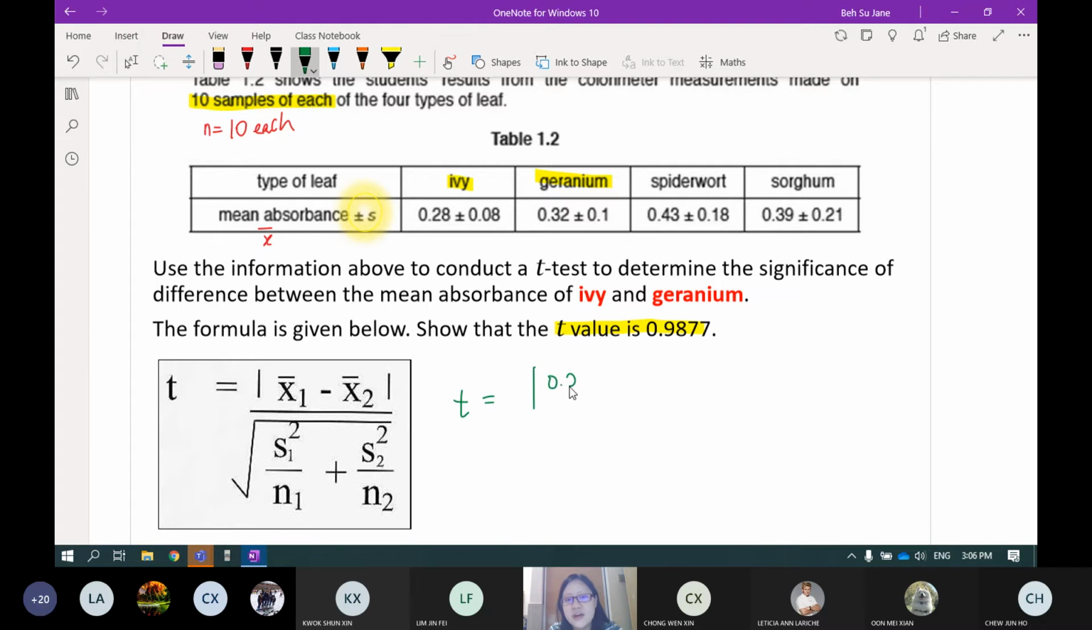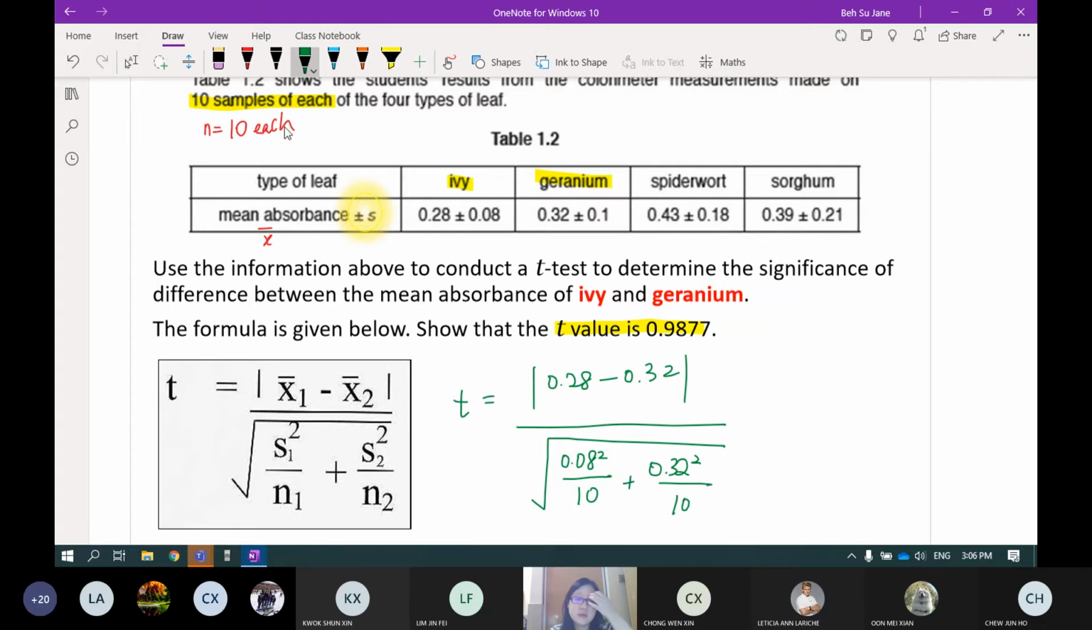So again, it's between ivy and geranium only. Reading the question is very important. If not, you wouldn't have figured that out, and you wouldn't know that the number of samples is 10 each if you didn't read the question properly. Always read the question properly. If not, you might make careless mistakes like you did in your test. So many careless mistakes, I tell you, in the test.